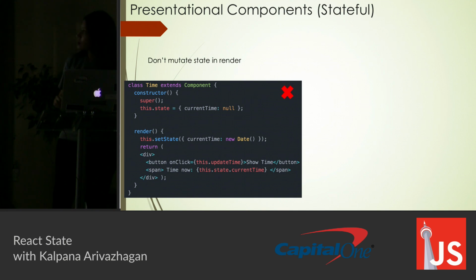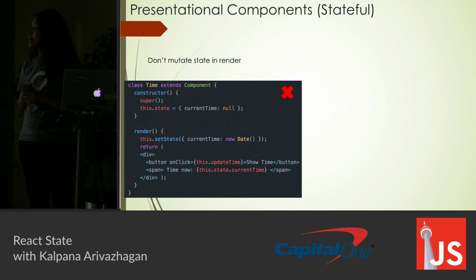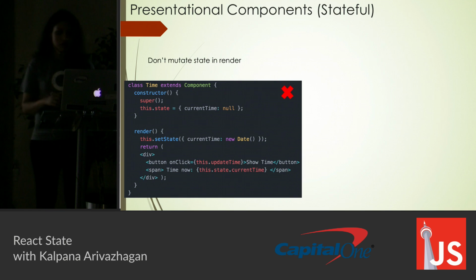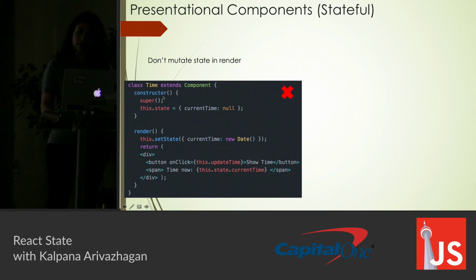So here we have a simple component called Time. The goal of the Time component is to show the latest time whenever it's being rendered. What we are trying to do here is instantiate this component, and while instantiating it, we are creating an attribute called currentTime on our state, and we are setting it to null.